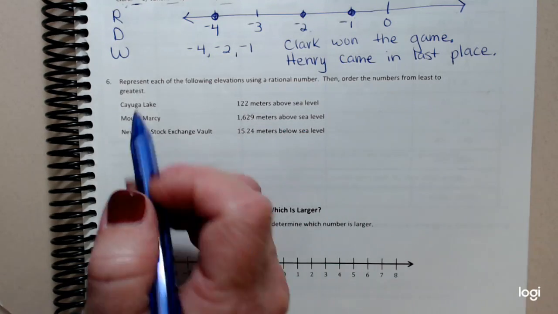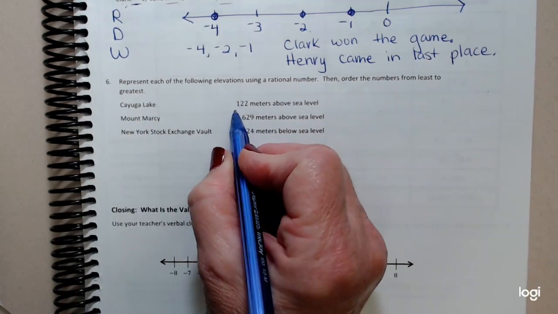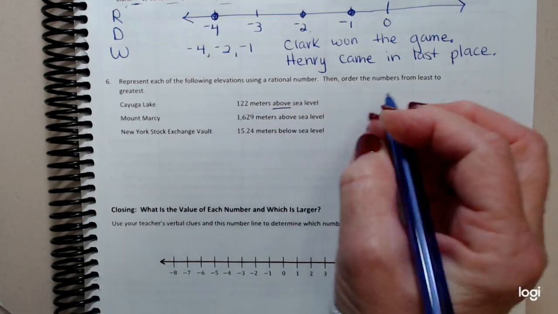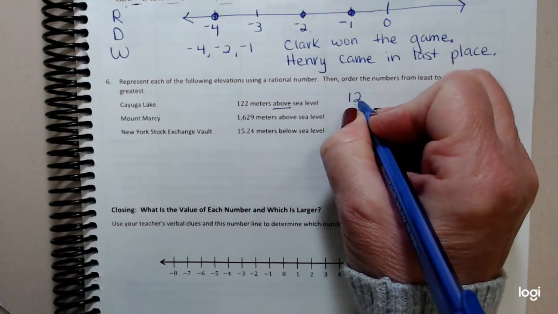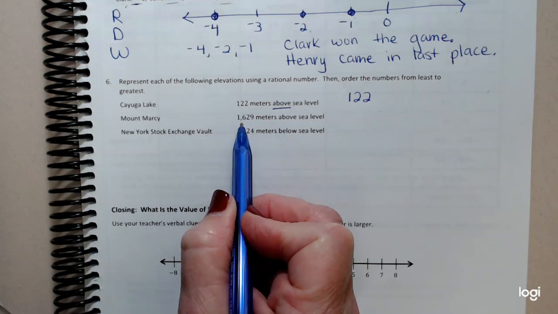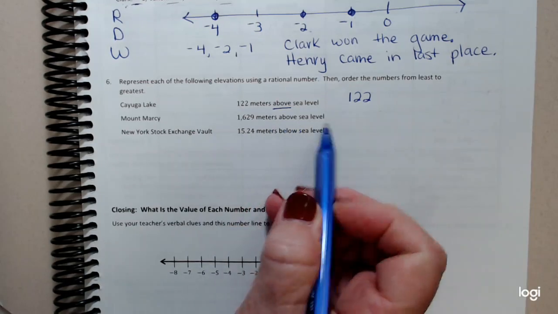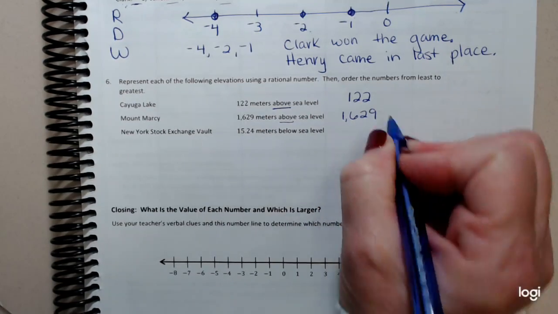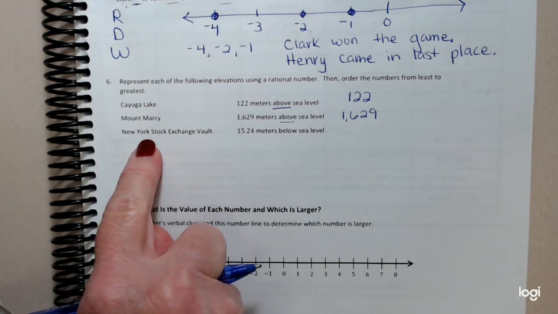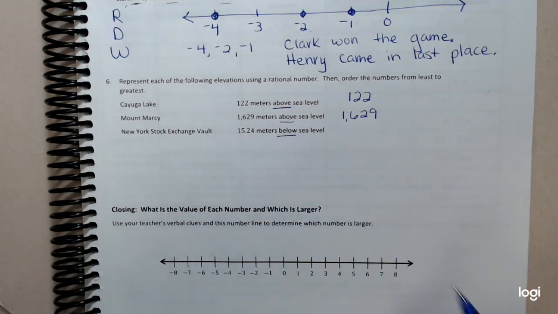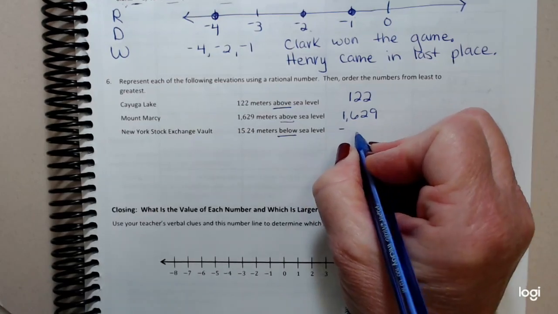Okay, so the first thing I'm going to do is look at Cayuga Lake. It says 122 meters above sea level. The word above helps me know that that's going to be a positive, so I want to go ahead and write the integer here so I can get that down. I'm going to look at Mount Marcy. Mount Marcy is 1,629 meters above sea level. Above is my hint to let me know that this is once again a positive number. And then we have New York Stock Exchange Vault is 15 and 24 meters below sea level. Below is my hint to know that it is a negative number.